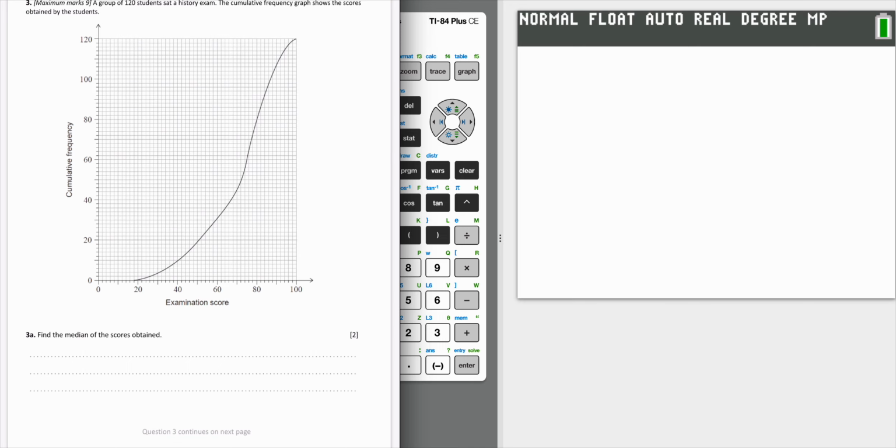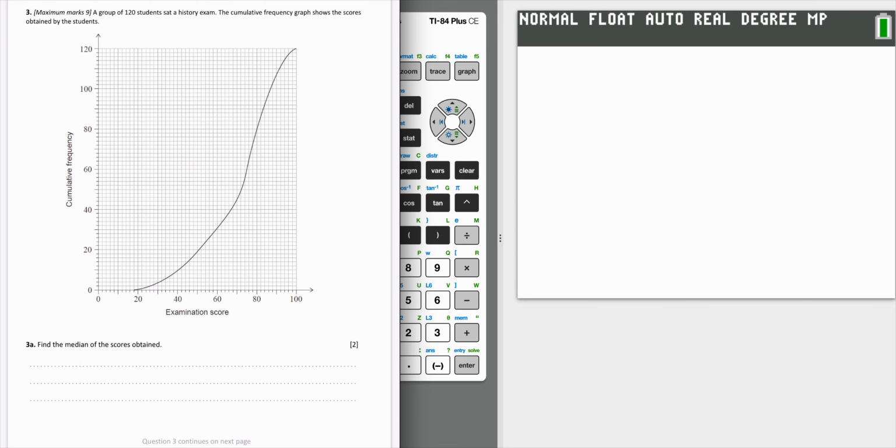Cumulative frequency question. And you can see there that the first part tells us that there is a group of 120 students, so 120 that sat this history exam. And this shows the scores of each student. So the first thing is to find the median. The median is the halfway point. So if I have 120 students, half of that is 60.